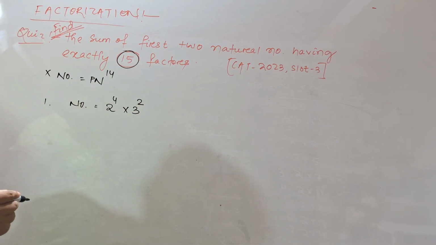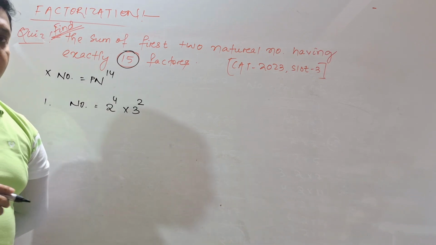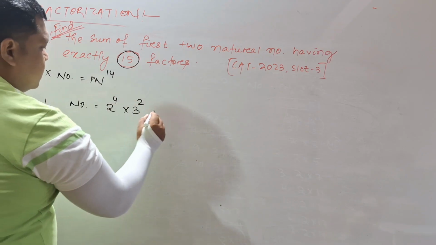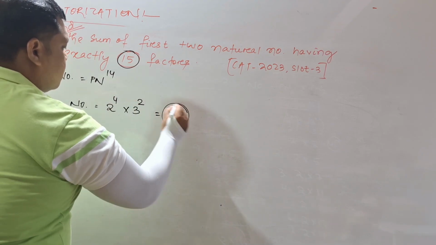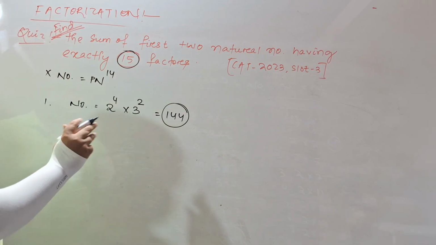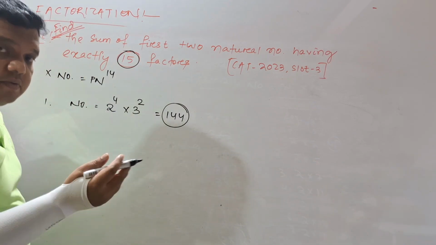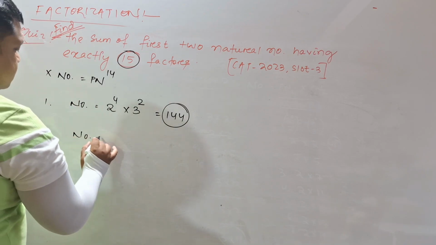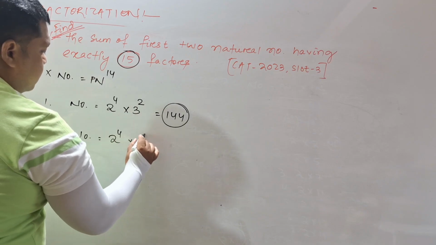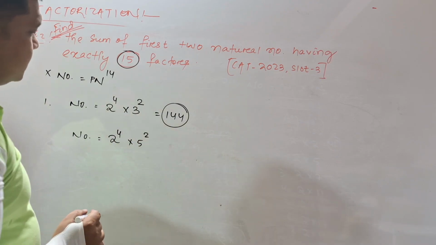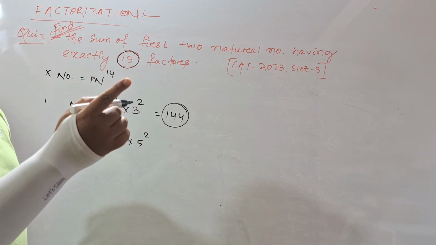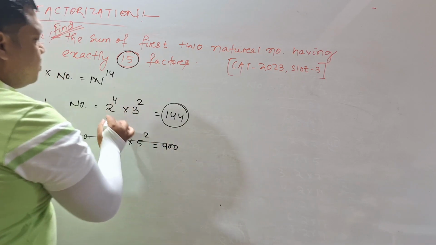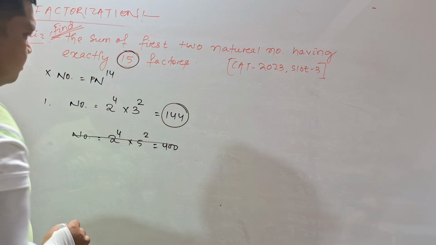2 to the power 4 means 16, and 3 square is 9, so 16 into 9 is 144. Here the number of factors is 5 into 3, 15. So the smallest number is 144. Now for other possibilities, a combination of 2 and 5 gives a bigger value: 2 to the power 4 and 5 square, 25 into 16, that is 400, which is bigger. We think only about the combination of prime factors 2 and 3.